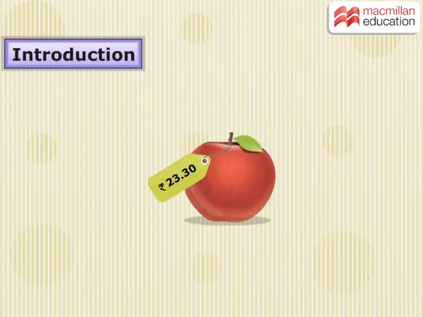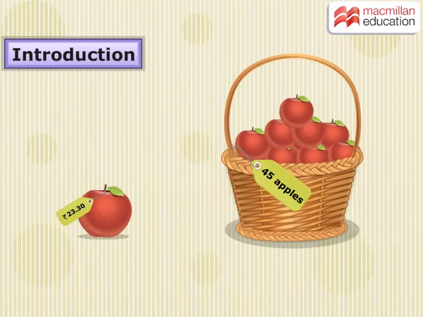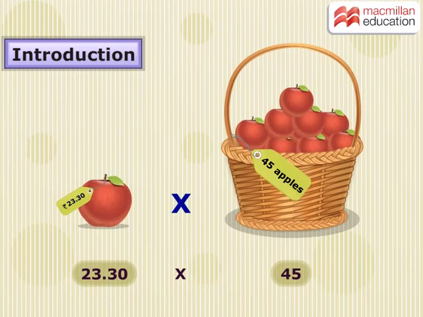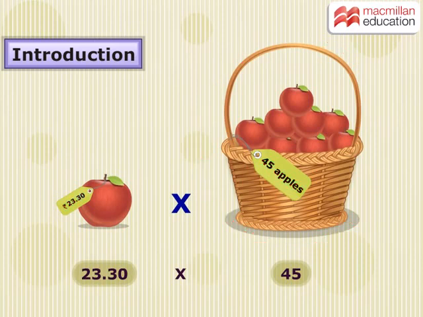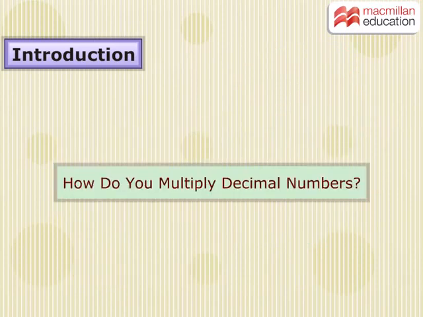The cost of an apple is 23 rupees 30 paise. What is the cost of 45 apples? You know you have to multiply the cost of one apple with the total number of apples in the basket to find this. But how do you multiply decimal numbers?